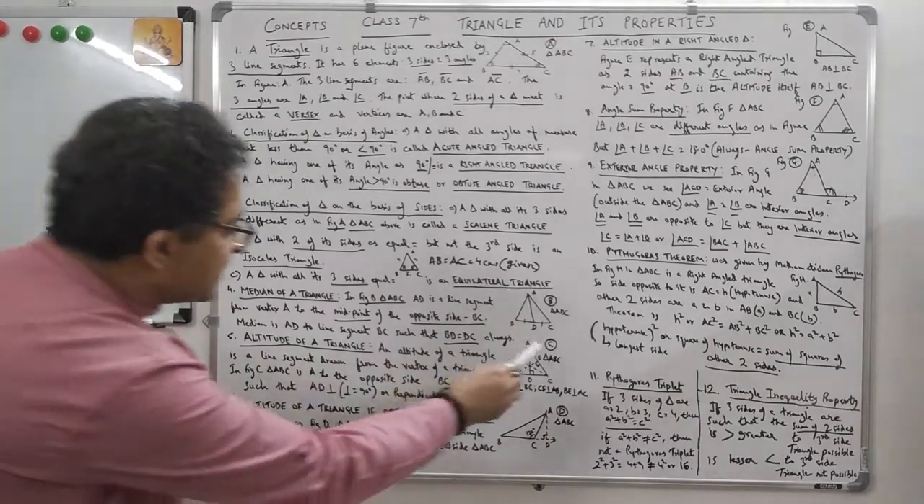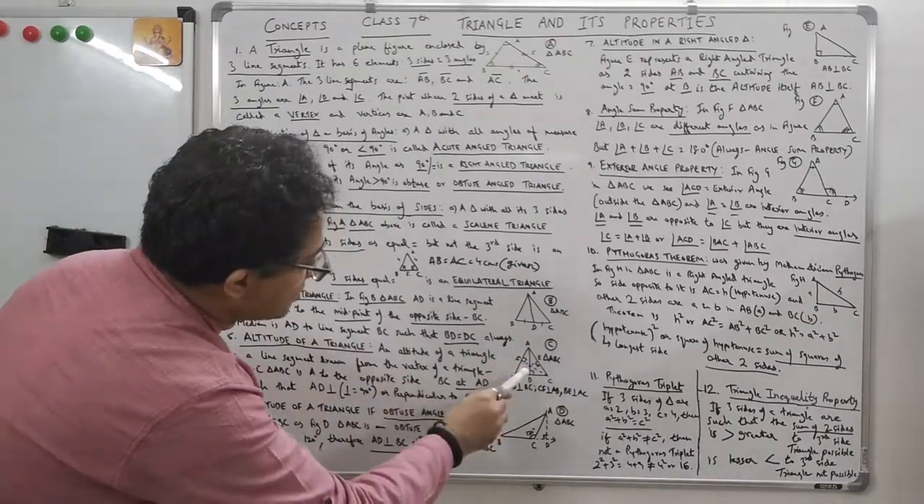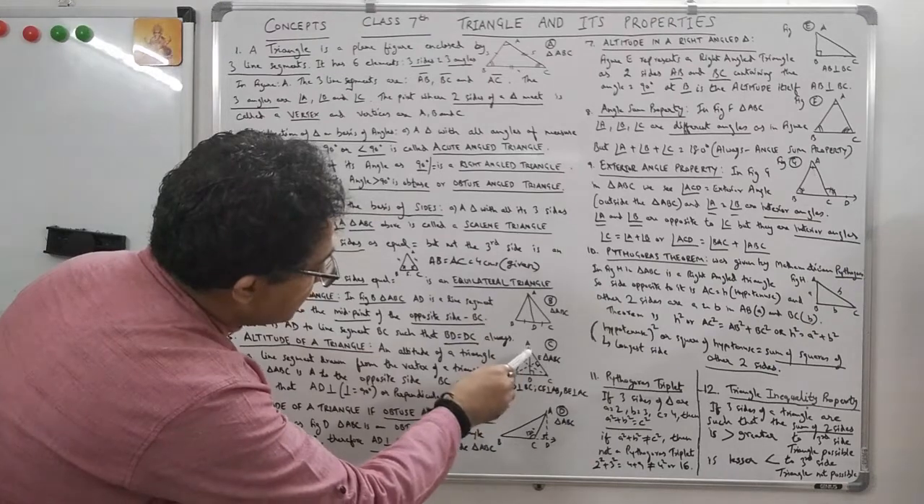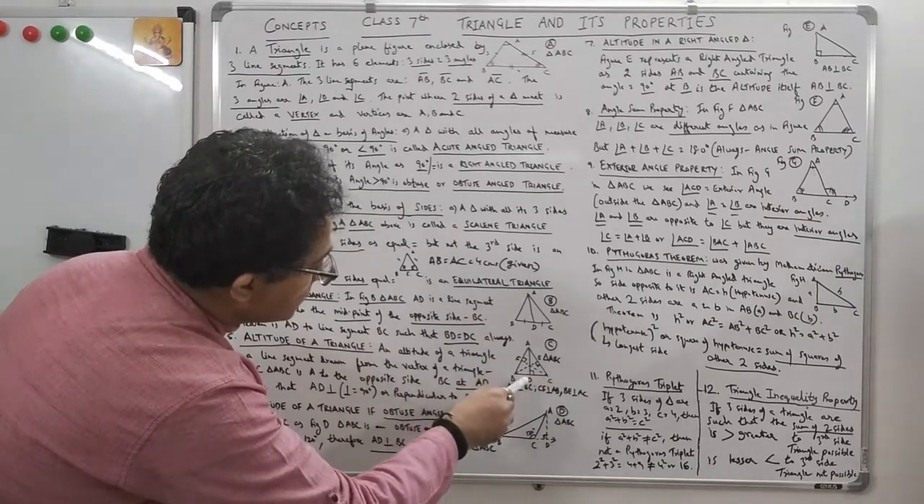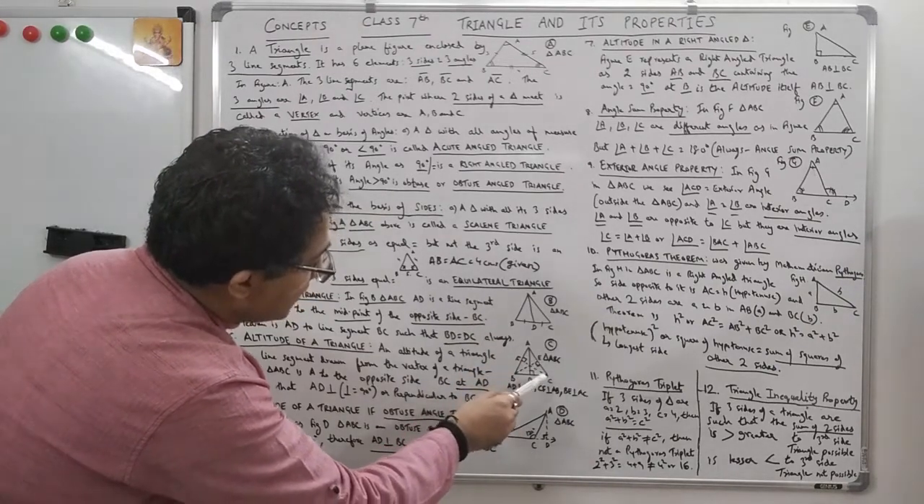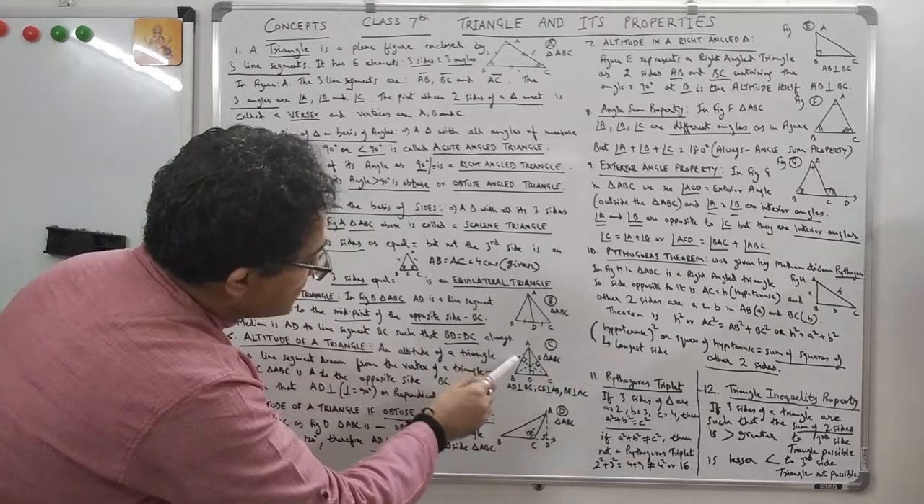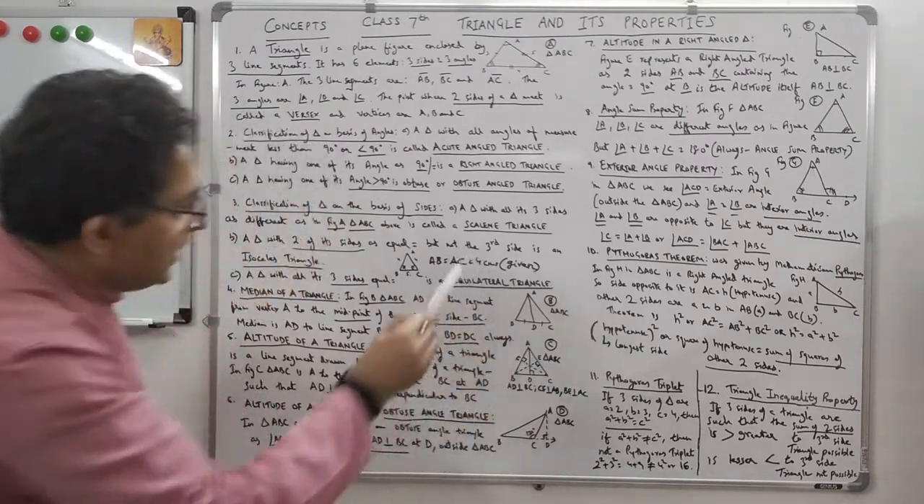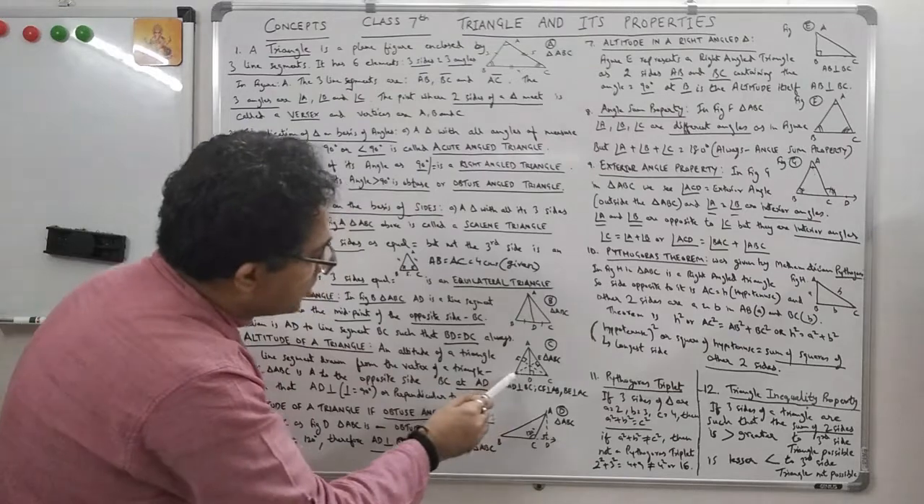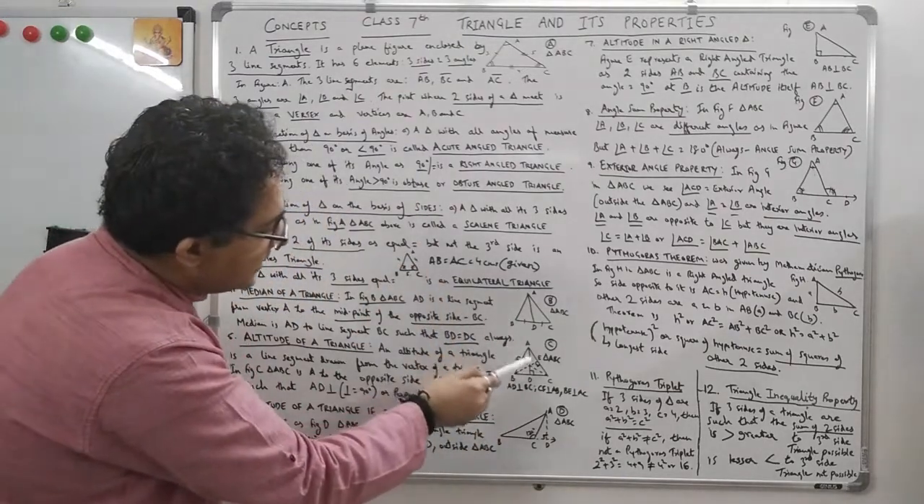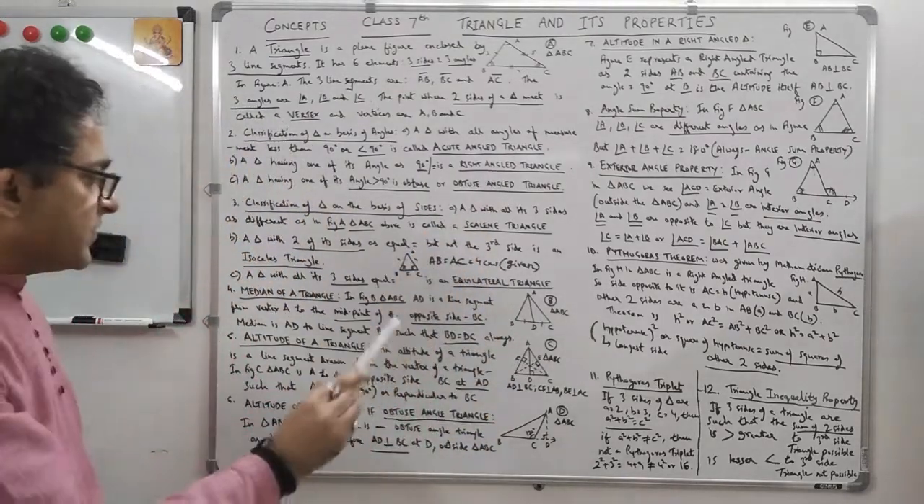Say now I take a figure C, same triangle ABC. So what are the altitudes? AD is the altitude to BC. Same way you see CF is the altitude to AB, and BE is the altitude to side AC.